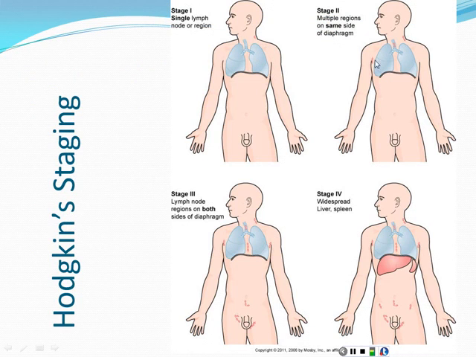Stage 2 is more than one, but on the same side of the diaphragm, so either above or below. Stage 3, multiple lymph nodes, both sides of the diaphragm. This indicates spread outside of just the lymphatic system. And then stage 4 is where the liver and spleen are involved. So you want to catch it in stage 1 or 2, but even in stage 3 and 4, cure is still possible.